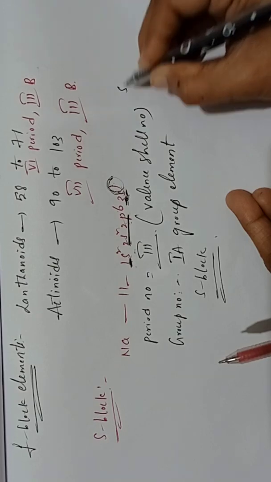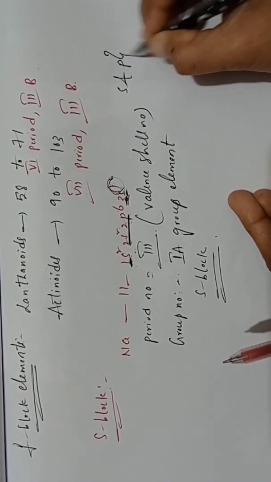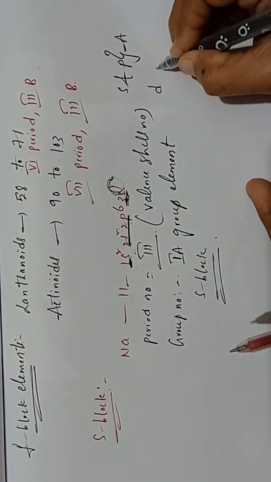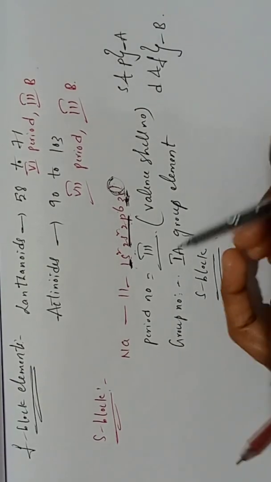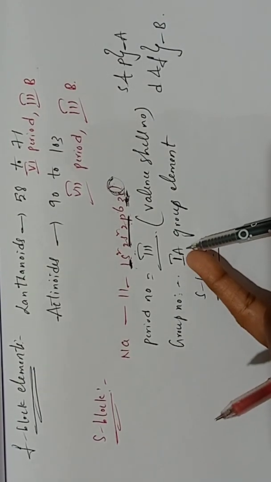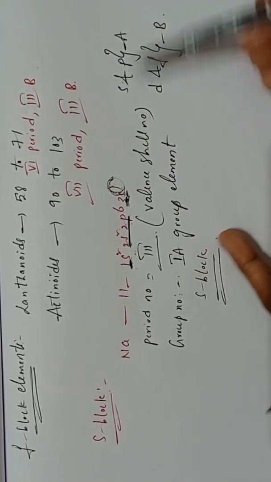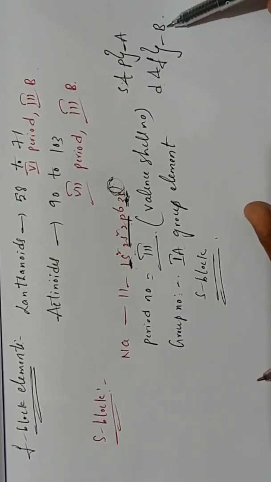S and p block elements, students, both belong to A group. D and F block elements belong to B group, students. So when you are writing the group number, you have to mention either A or B. If it is s and p block, you have to take A group. If it is d and f block, you have to take B group.